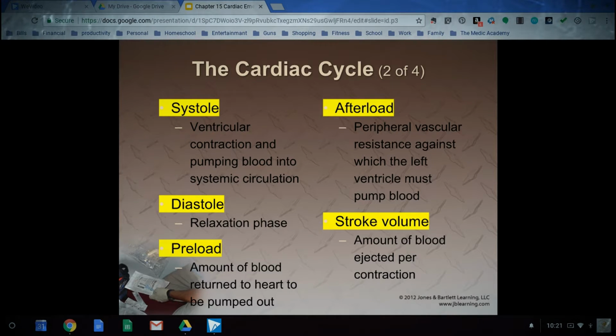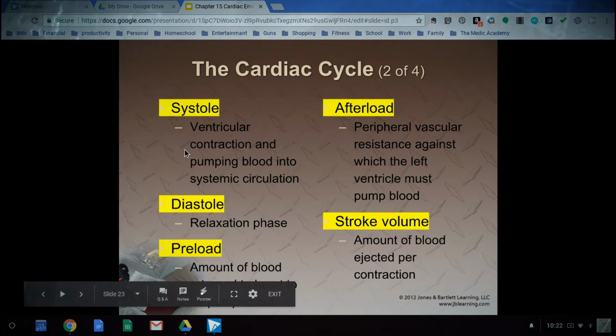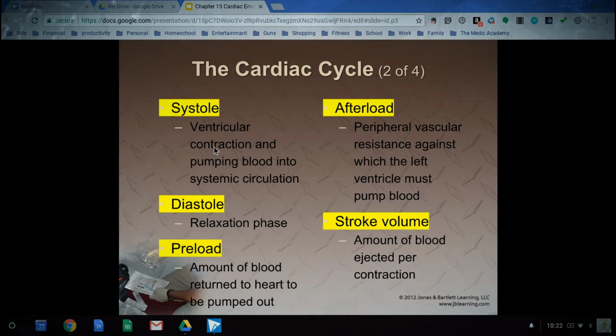So if you remember, when we take a blood pressure, we'll get a systolic number and a diastolic number. Well, the systole, or the systolic number that we get, is the pressure exerted on the blood vessel walls following this ventricular contraction. So systole would be ventricular contraction and the actual pumping of blood into the circulation. Diastole, however, is the relaxation phase. So this is when the heart is relaxed, filling back up with blood and preparing for another cardiac cycle.